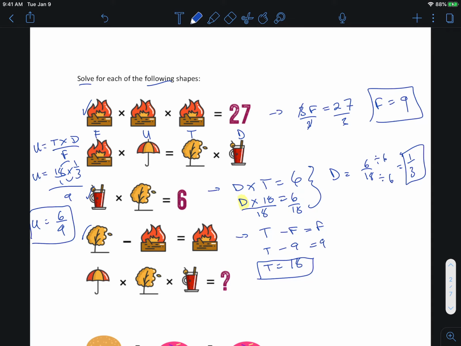Now, the last step here is to figure out what the question mark is. So just plug in your numbers. The umbrella is 6 over 9. We're going to multiply that by 18. Is that 18? Yes, it is. And then this is 1 over 3.